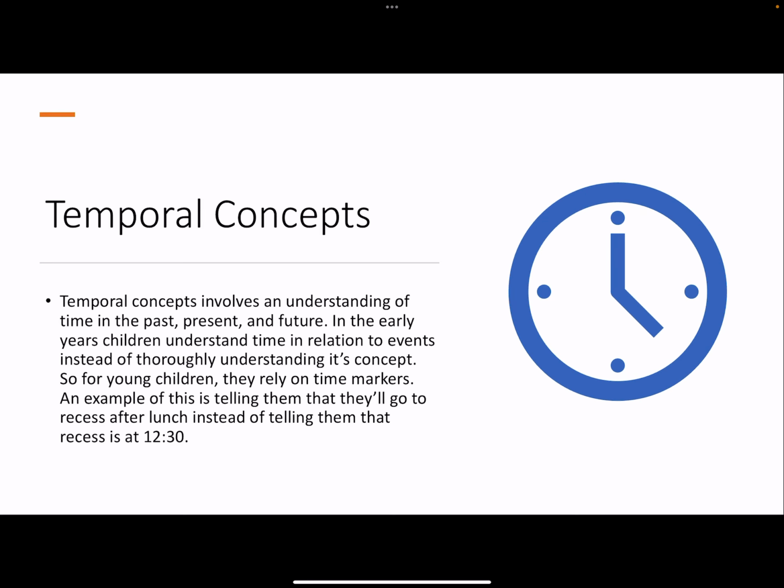The next one was temporal concepts, which has to do with time. So it involves an understanding of time in the past, present, and future. In the early years, children understand time in relation to events instead of thoroughly understanding its concept. So for young kids, they rely on time markers. So an example of this would be telling them that they'll go to recess after lunch instead of telling them that recess is at 12:30.